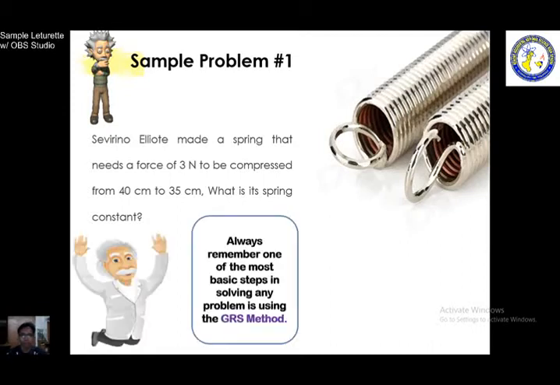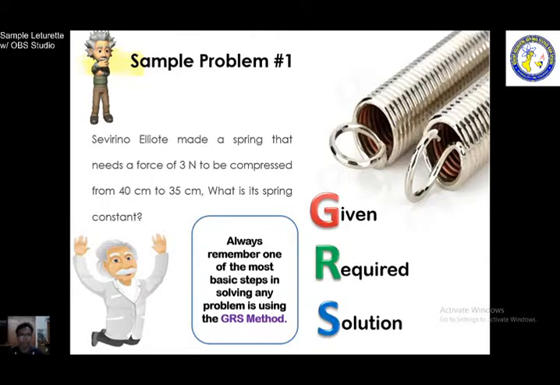So in solving this problem, we'll be using the GRS method. The GRS method is an effective way of solving problems. So what is the GRS method? The GRS method is a means of solving a problem by identifying the given, or simply the numbers that you see here in the problem, the required, or what is being asked in the problem, in this case the spring constant, and of course the solution, how you will solve the problem.